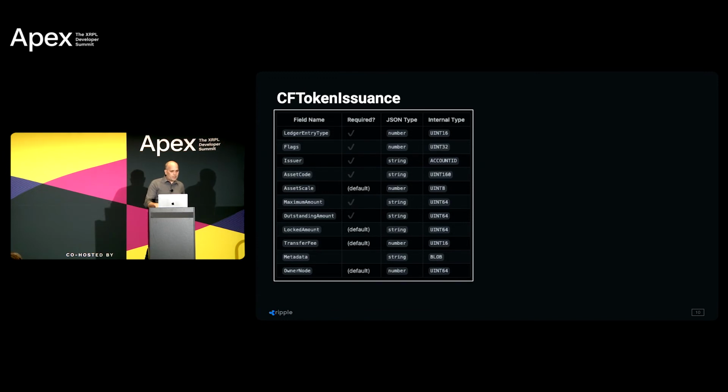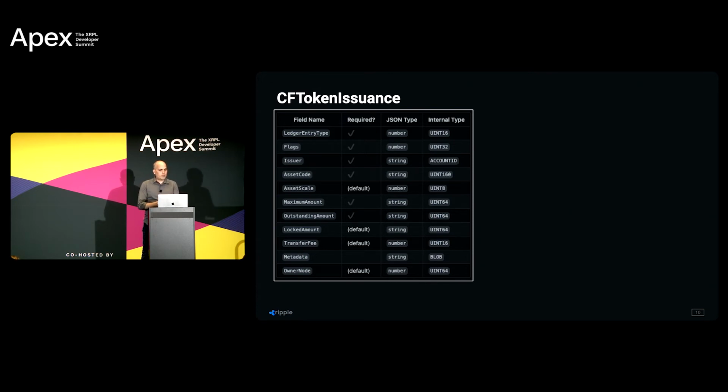Some of the fields in the issuance are pretty obvious. There's a bunch of flags to control the characteristics of an issuance. So for example, if you imagine a store credit, you may not want a store credit to be redeemable or tradable on the DEX. You may only want that to be redeemable to the issuer. We, of course, have the issuer.